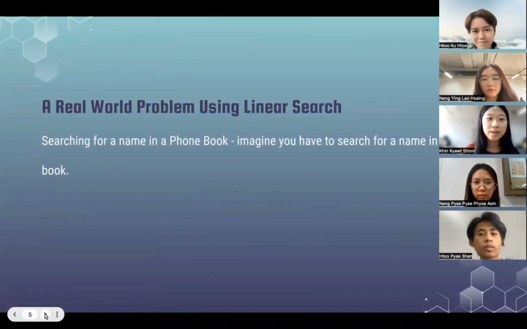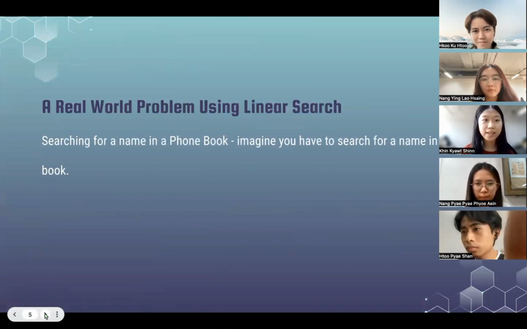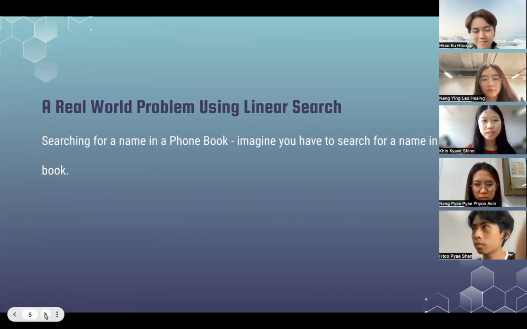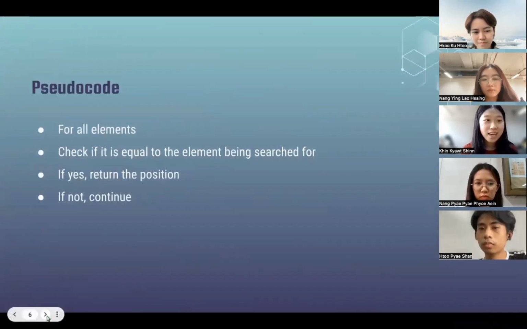Here, searching for a name through a phone book or an address book is used as an example. Imagine picking up the nearest address book and looking for the name Sam. We will look name by name from the start till we find Sam or until we reach the end of the address book. This is a brief pseudocode for the linear search.